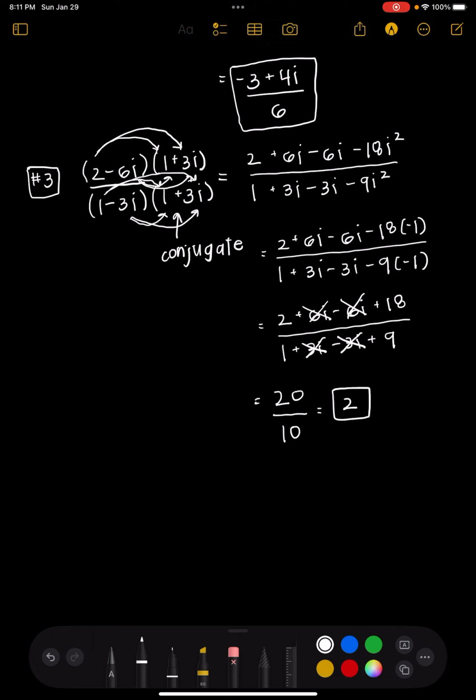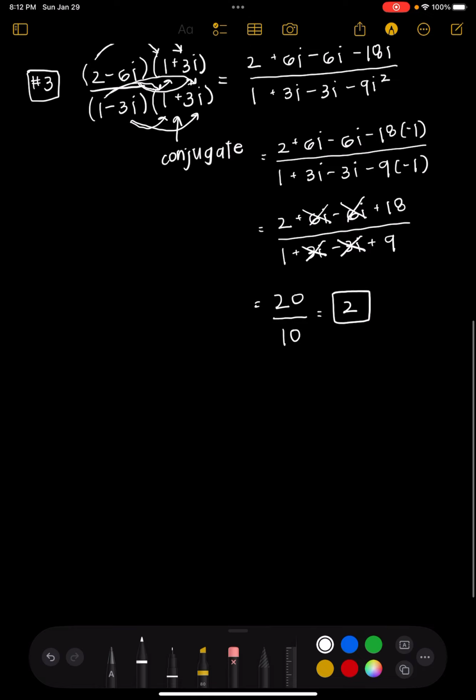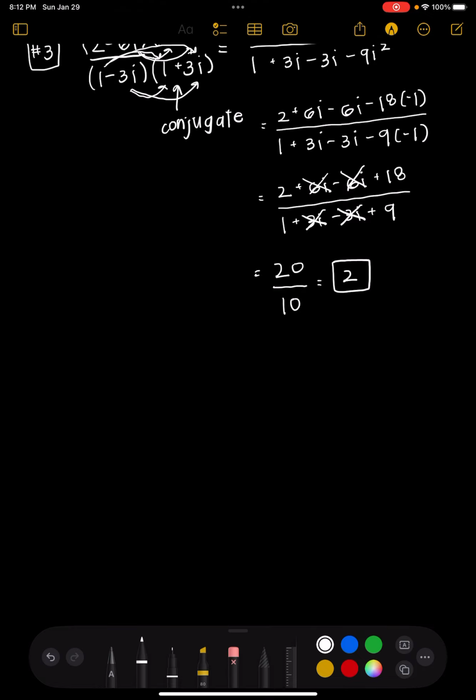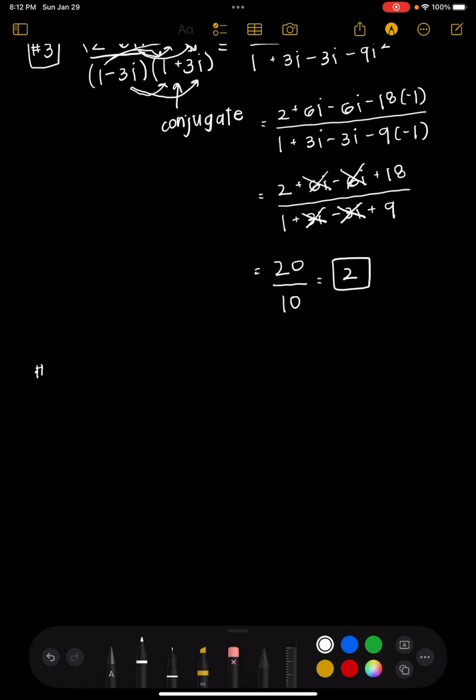Not all of your questions are going to end up like this. Most of the questions will turn out to have an imaginary portion on top and then something real on the bottom. But sometimes it ends up like this, where it just ends up like a really pretty real number. Okay, and then let's go through the last example.